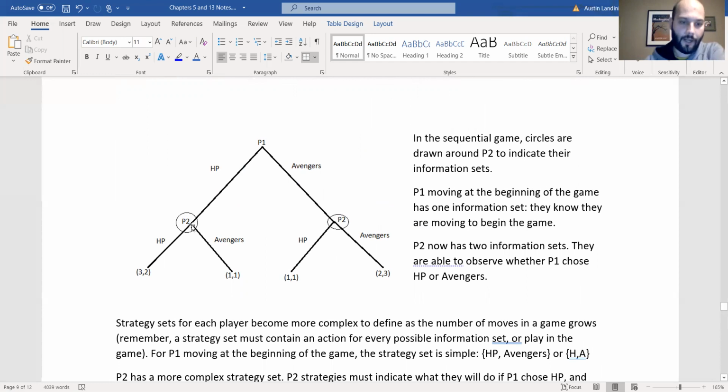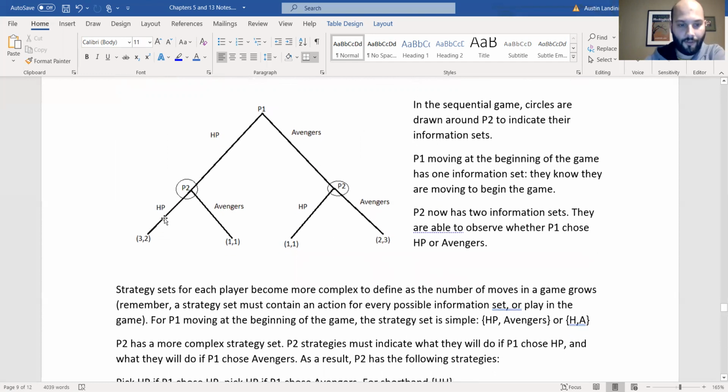So if player 2 knows that player 1 has chosen Harry Potter, or in other words, they know they're right here, what is player 2 going to do? They get 2 for Harry Potter or 1 for Avengers and should choose Harry Potter. All right, so the sequentially rational strategy would be Harry Potter if Harry Potter.